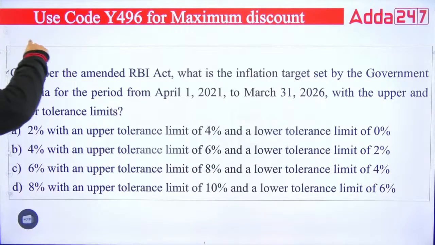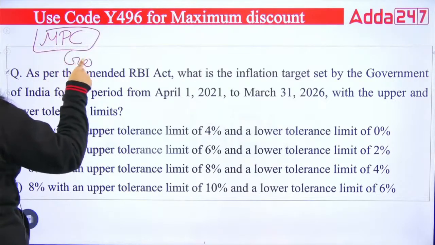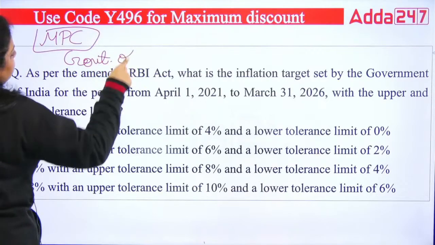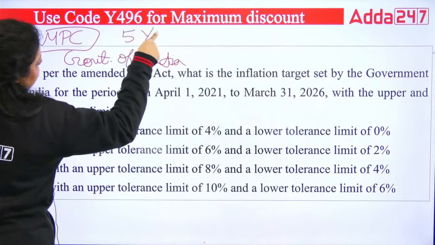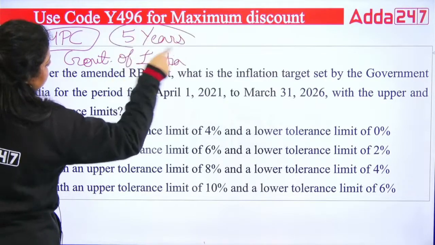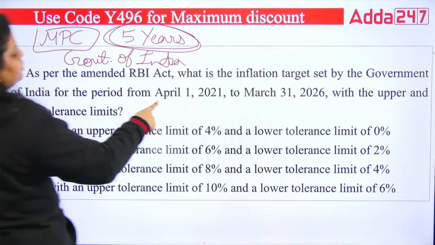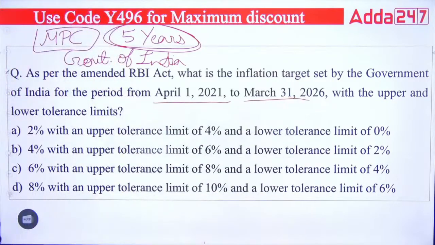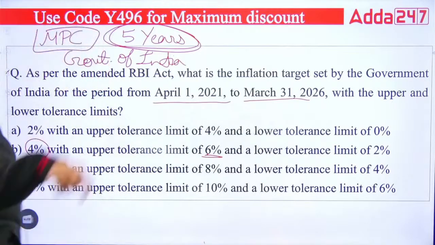So in the Monetary Policy Committee, this work has been given to the Government of India: the government has to set the inflation target for how many years? For 5 years, after consultation with the RBI governor. So the inflation target will be set for 5 years by the government, but after consulting with the Reserve Bank of India. And right now, from 1st April 2021 to 31st March 2026, the inflation rate is 4%, the upper tolerance limit is 6 and the lower tolerance limit is 2.